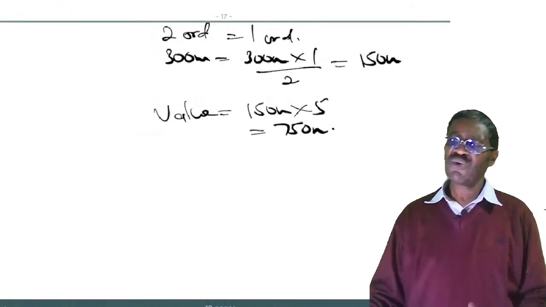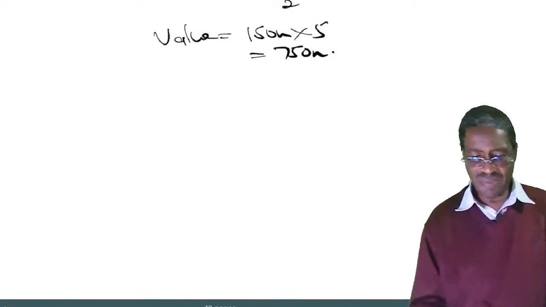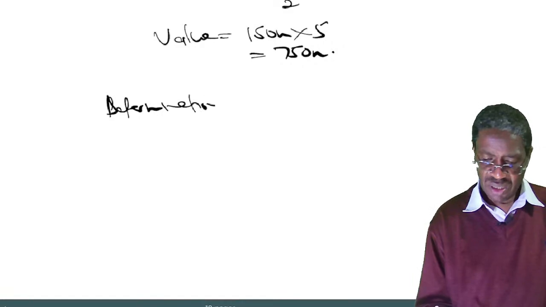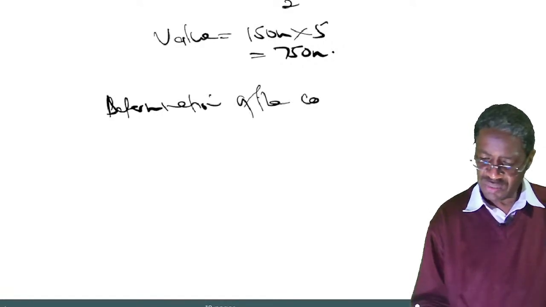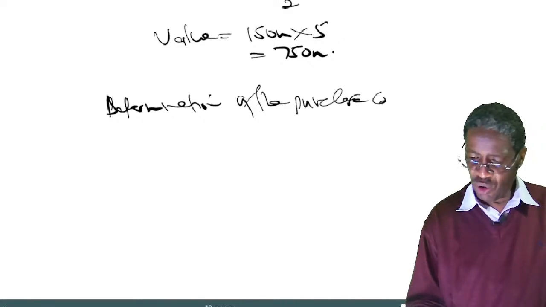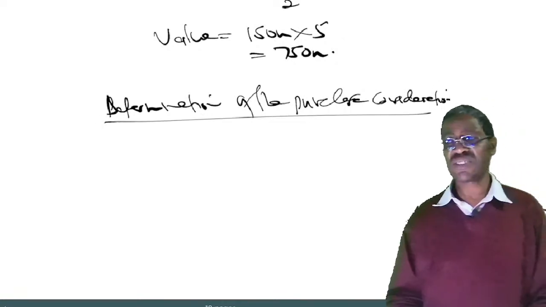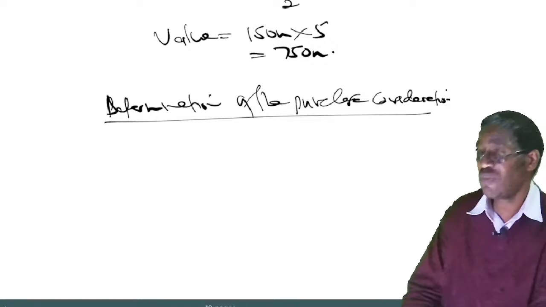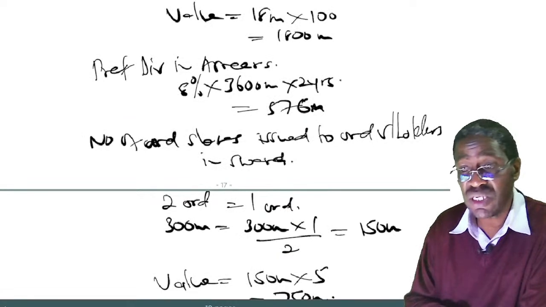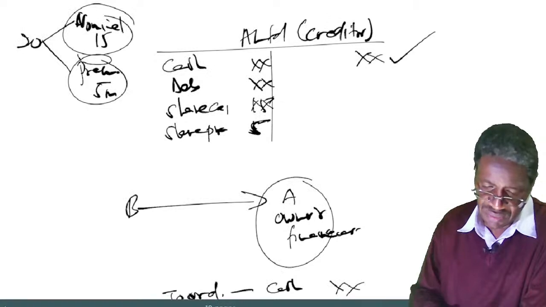Good. Now we know the components of the purchase consideration. Now we can come and say here, determination of the purchase consideration. Let's now add all those various forms of payments. So we go back. Number one, number two, number three, that way. The first one they said is what?